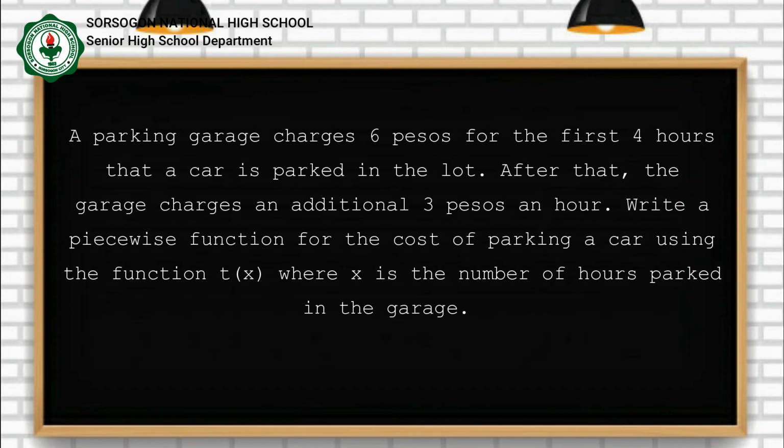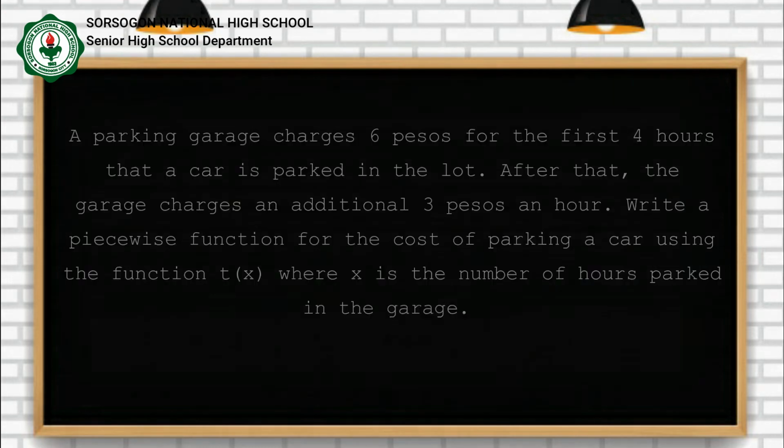Let's have a real-life example of a piecewise function. A parking garage charges 6 pesos for the first 4 hours that a car is parked in the lot. After that, the garage charges an additional 3 pesos an hour. Write a piecewise function for the cost of parking a car using the function t of x, where x is the number of hours parked in the garage.